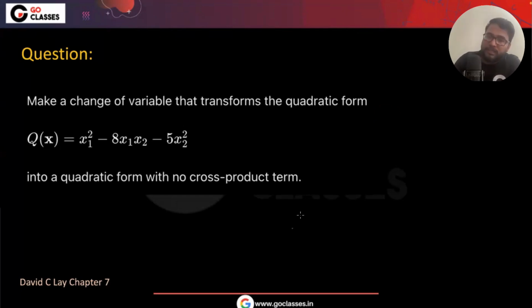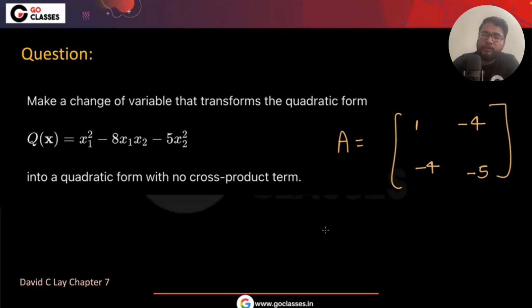You first find out the matrix A. What is the matrix A corresponding to it? 1, -5, -4, and -4, right? Is this fine to everyone? Now just find out P. If you remember from the diagonalization, P is a matrix of eigenvectors. So the first eigenvector of A and the second eigenvector of A.